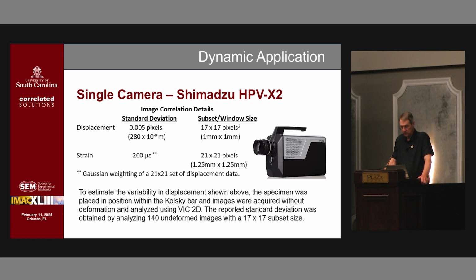for each shot. Subset size is shown on the right. We used 17 by 17 pixels squared. And for the strain, we used a 21 by 21 array because I moved the subsets 1 pixel at a time. So I used 21 data points to get the strain field. And we used the variability that I got from 140 undeformed images. I used the experimental approach to calculate the variability.